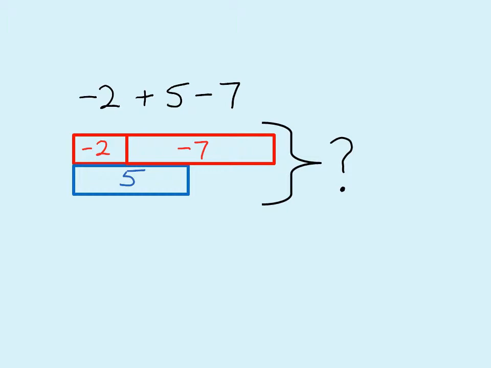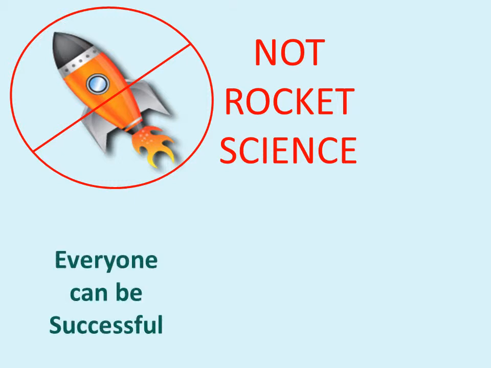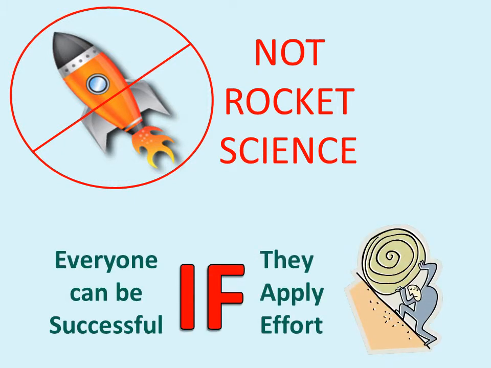Here's an example of a problem we have done in class. We have a negative, a positive, and a negative. So we model it like this, and it helps students to realize they just add these up and then subtract 5. The answer should be a negative number. It may look complicated right now, but it's not rocket science. Everyone can be successful as long as they try.